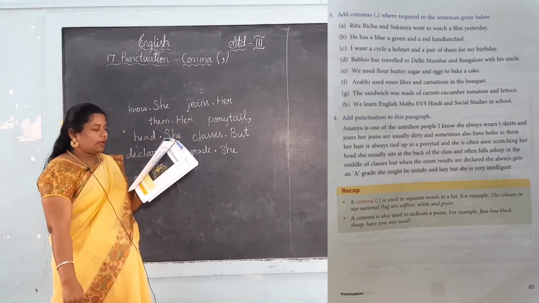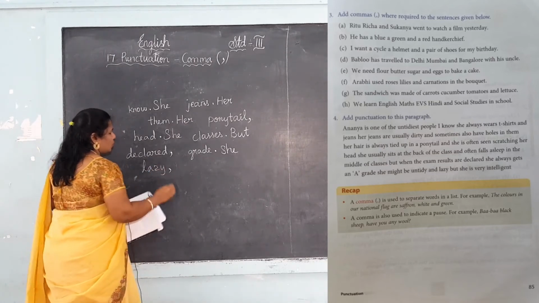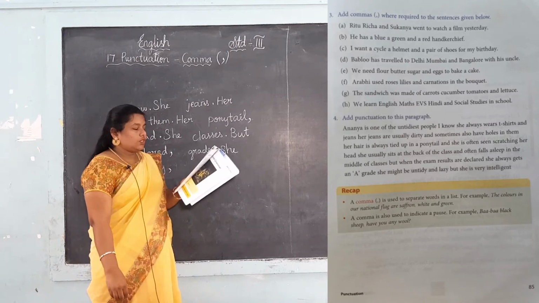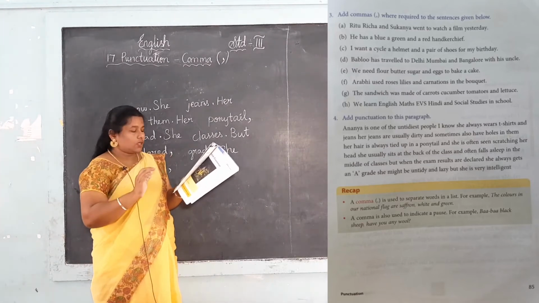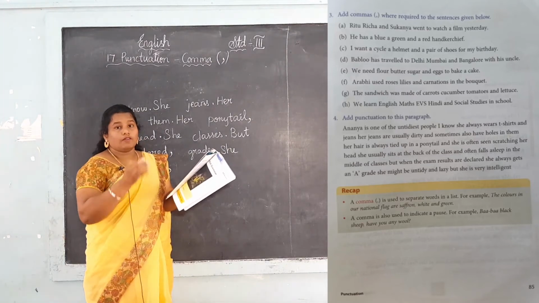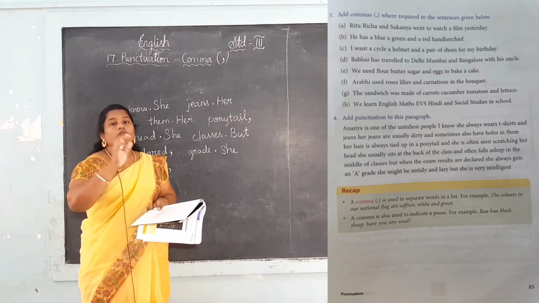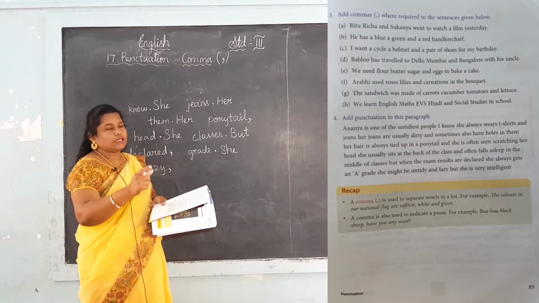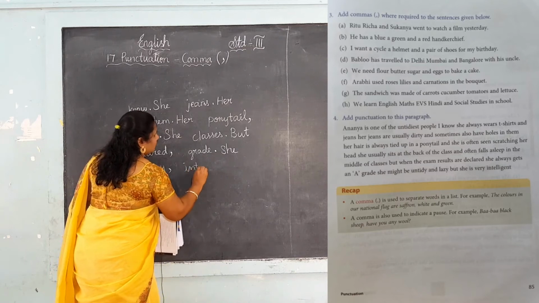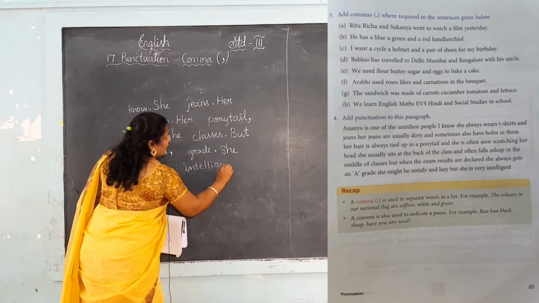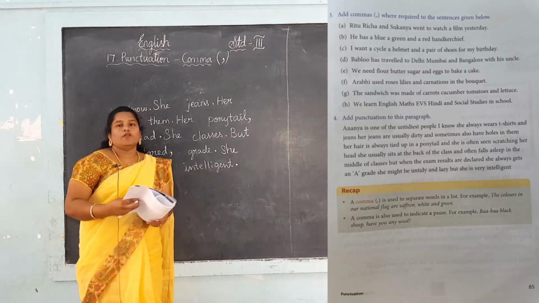She might be untidy and lazy. See, after "lazy", one pause is there. So, we want to use a comma. But she is very intelligent. See, two contrasting ideas are there. She might be untidy and lazy. Whether she is untidy or lazy, but she is very intelligent. But she is very intelligent. So, two different contrasting ideas. So, after lazy, you want to put a comma. After the intelligent, at the end of the paragraph or the end of the sentence, you want to put a full stop.